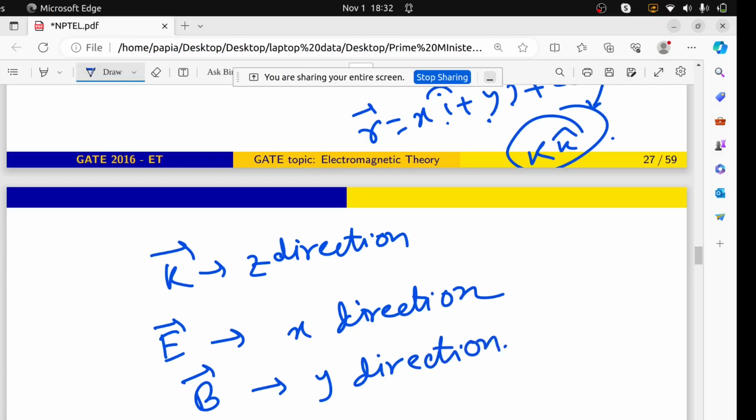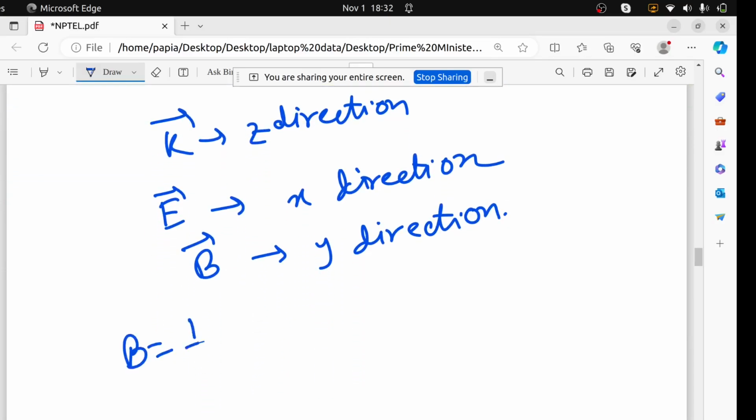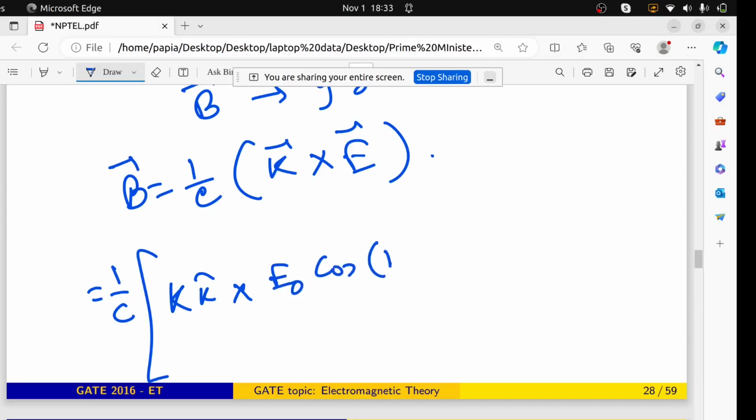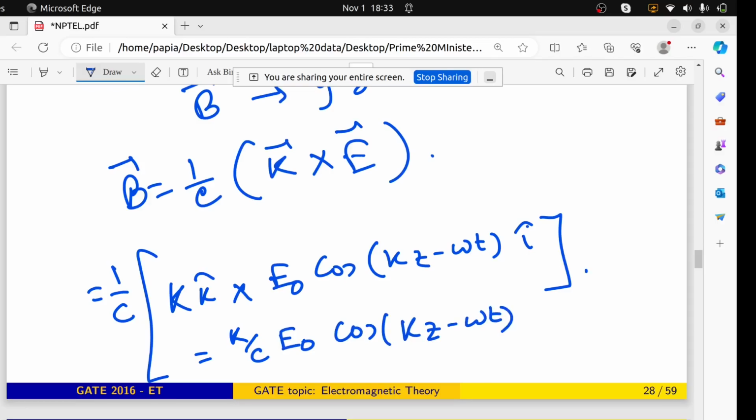So obviously our B vector should be in the y direction. Now what will be the expression for the B vector? The expression for the B vector will be 1 by c, k cross E. So k cap cross E0 cos(kz minus omega t) i cap. This is simply k by c into E0 cos(kz minus omega t). Now you can see here k cap cross i cap. What will be the value of k cap cross i cap? It will be simply j cap.